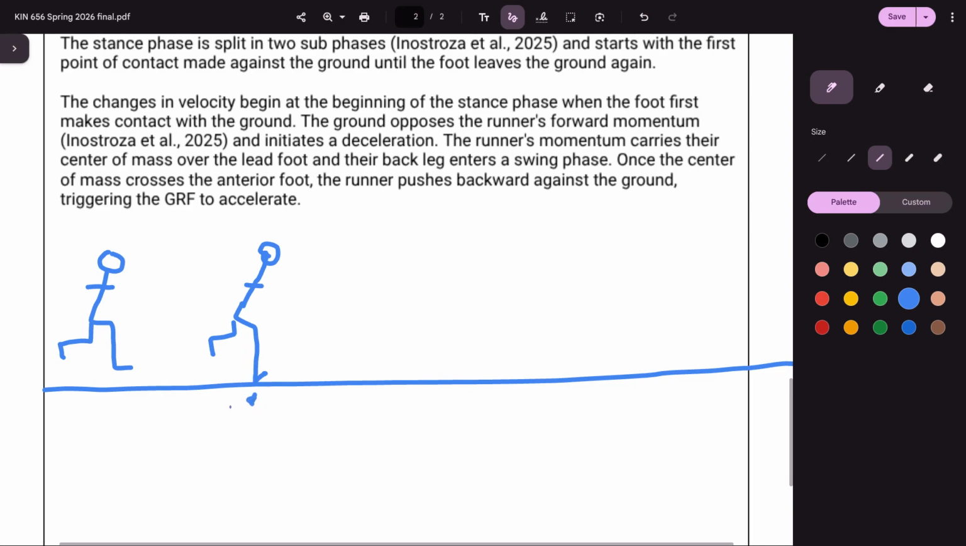So can you see how that makes contact with the ground? The ground will then push against the runner, and this part of the phase will cause a slight deceleration. This will cause a deceleration because the runner's momentum is forward, meaning the ground is going to oppose that forward momentum. It's going to push against it.